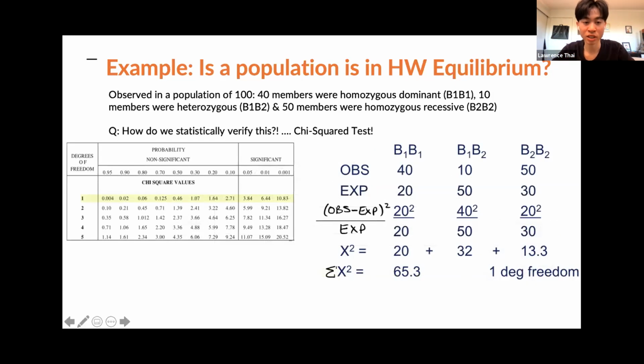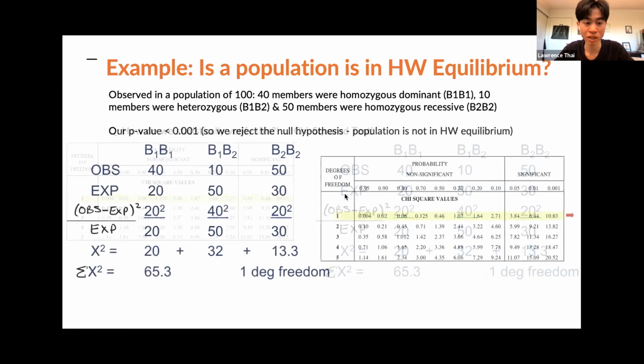And so this is just the maths here. We've got observed minus expected. We square them all, and then we divide by the expected. This is what we call the chi-squared, and then we add up all of the chi-squareds, and we get 65.3. Then we look on this table. As you can see, 65.3 is quite far along, so it is significant.